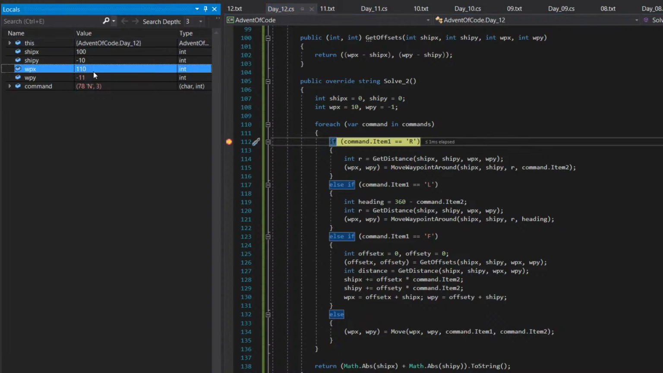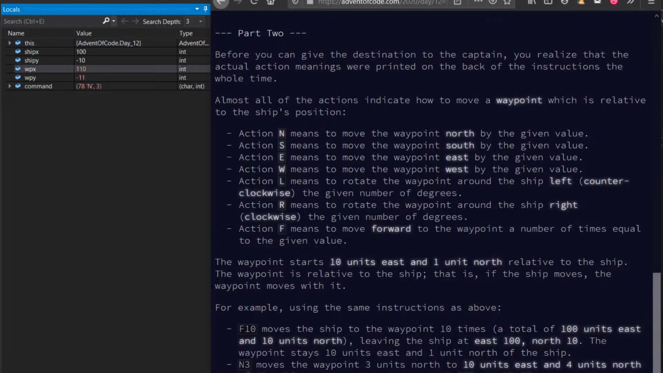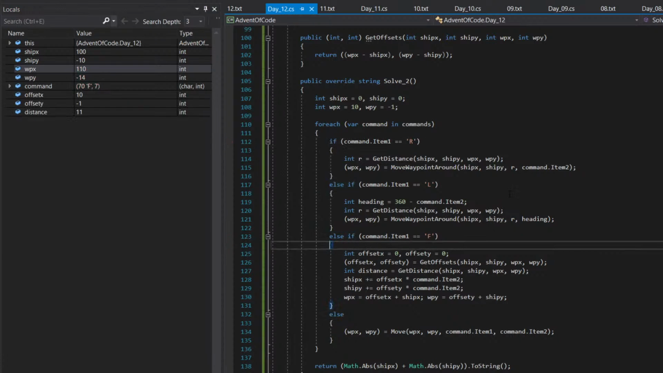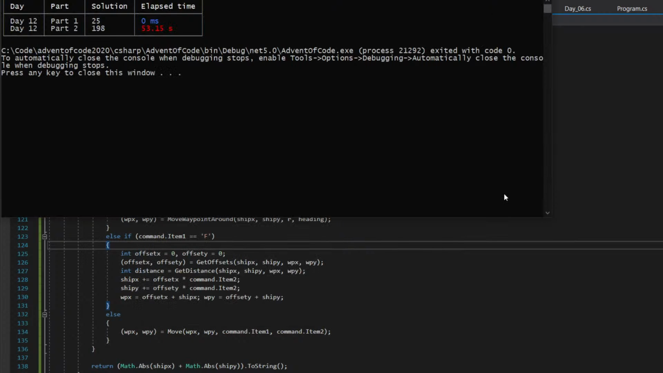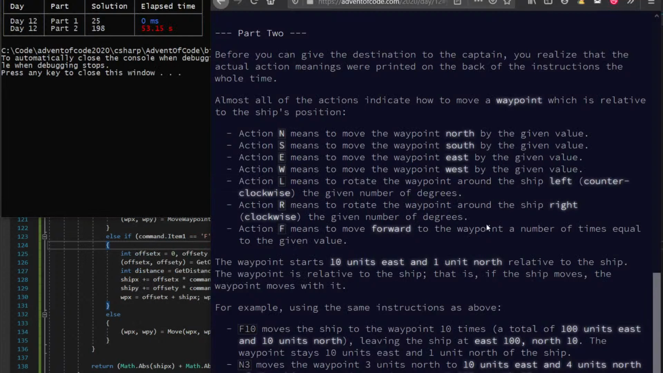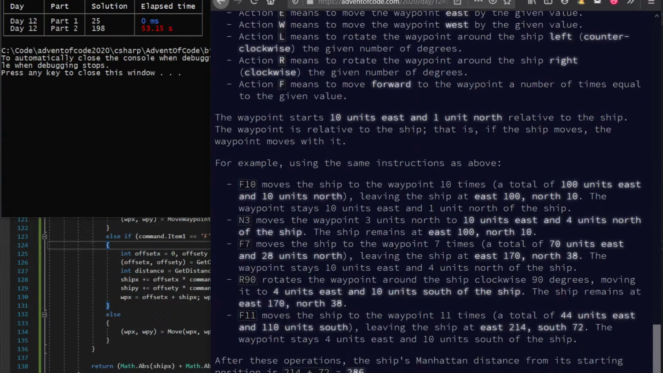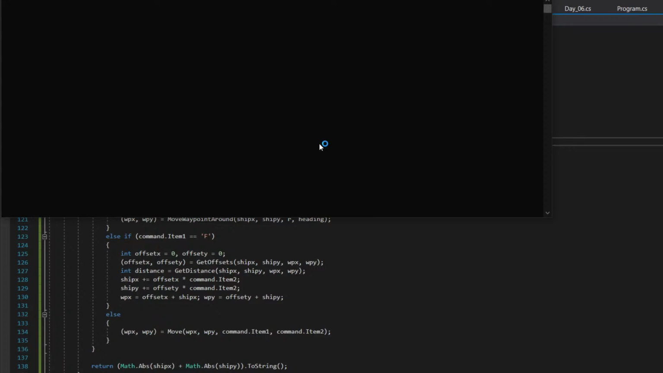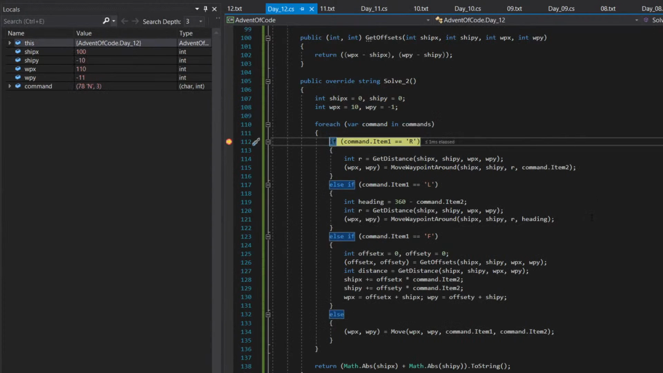So the waypoint is 10 units east, which is to the right, and 1 unit north, which is negative. Okay. What do we got? 198? No. Okay, so we got forward down. What else do we have?